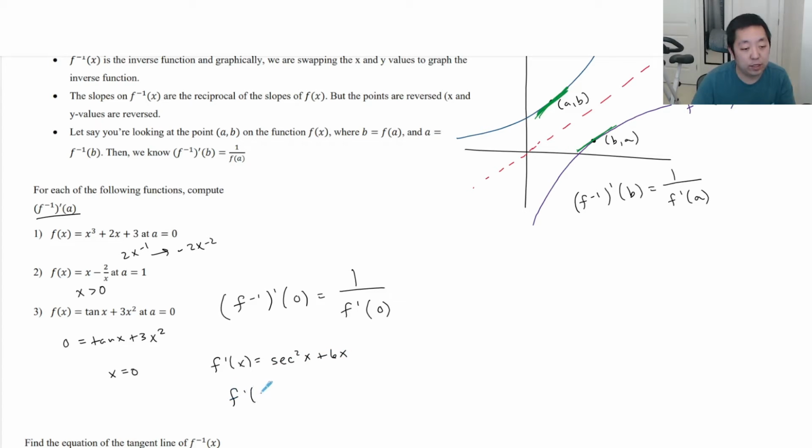So f prime of x, the derivative of this, is secant squared x plus 6x. So f prime at 0: this is 1 over cosine squared of 0, plus 6 times 0. Cosine of 0 is 1, so that's just 1. So then 1 over 1 is 1.